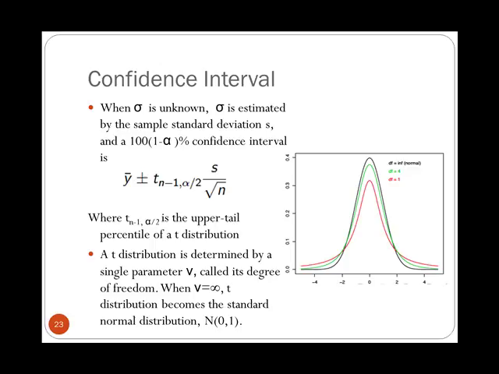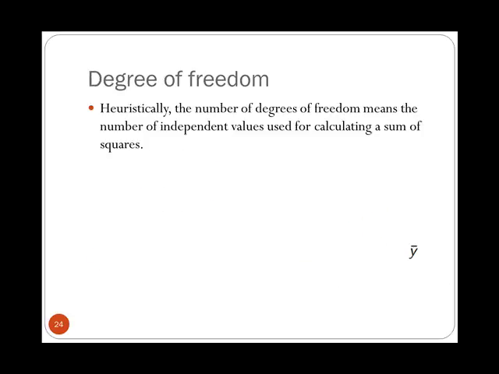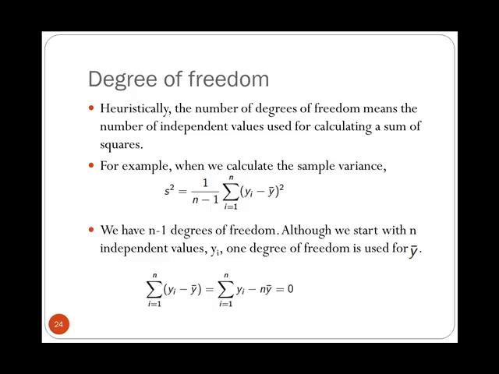Now, it's important to notice, although there is only one z distribution, there are many different t distributions, as you can see from this graph. The way we distinguish those t distributions is to use the degrees of freedom. Heuristically, the number of degrees of freedom means the number of independent values used for calculating a sum of squares.